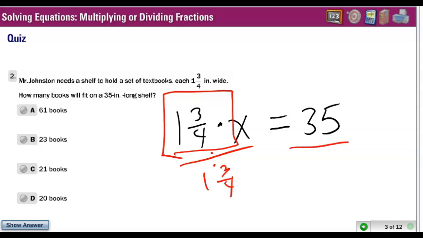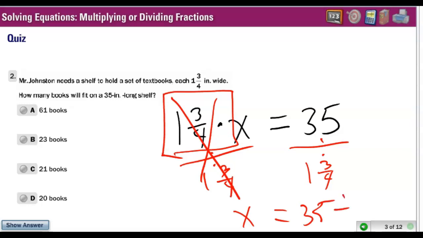What you do to one side, you do to the other. Divided by 1 3/4. Multiply and divide cancels out. We're left with x equals 35 divided by 1 3/4. So the answer to this problem is a fractions problem. It's just a fractions calculation. So 35 divided by 1 3/4.